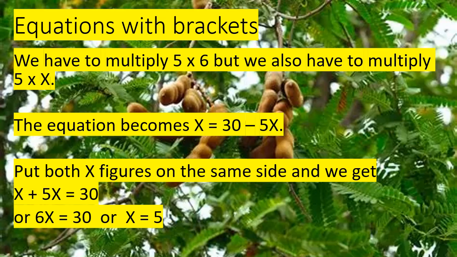So we have to multiply 5 times 6, but we also have to multiply 5 times x. So the equation becomes x equals 30 minus 5x. Put both x figures on the same side and we get x plus 5x equals 30, or 6x equals 30. We divide both sides by 6 and we get x equals 5.